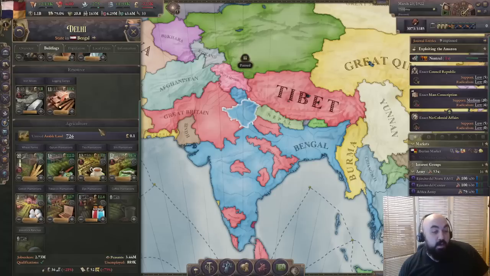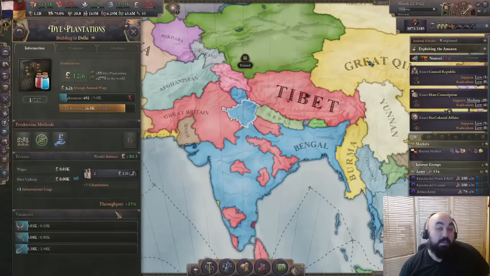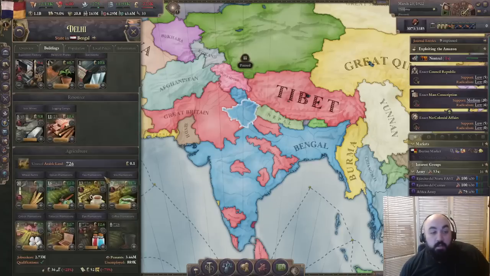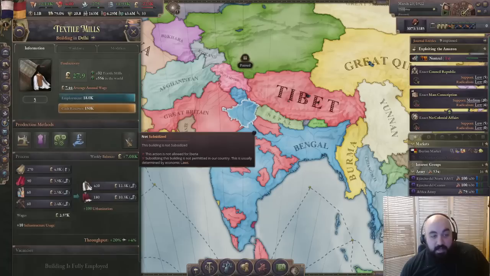But you should keep in mind that if you are having a place where you're auto-expanding cotton or auto-expanding dyes, and that place is incorporated, this is probably a good place to put down an auto-expand on the textile mills.